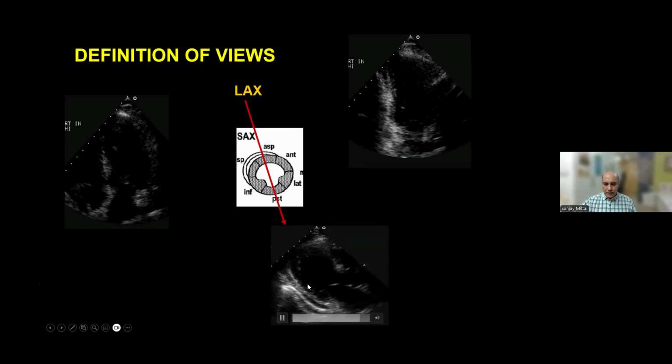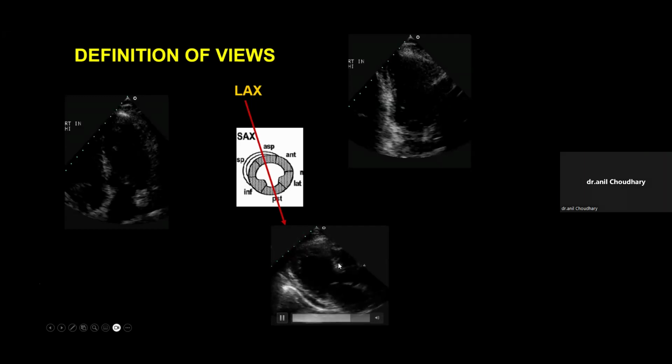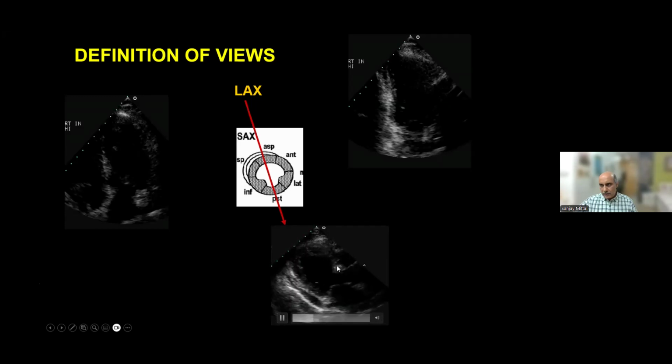So when we look at the representation of the parasternal long axis view, we'll have the first representation of the right ventricular outflow tract, the RVOT, the right ventricular free wall here. If you can follow my cursor here, there would be the anterior septum here.